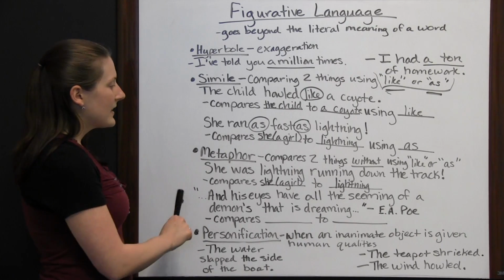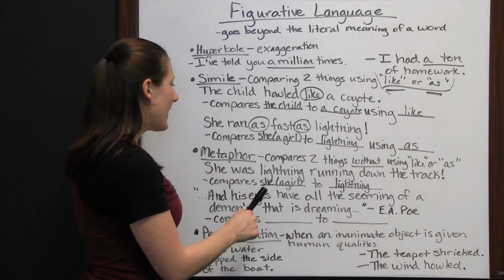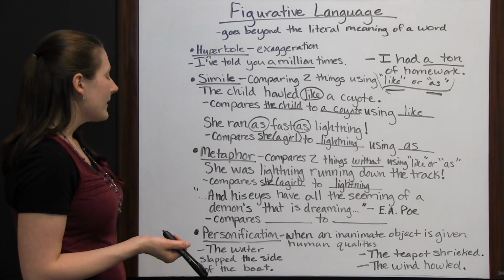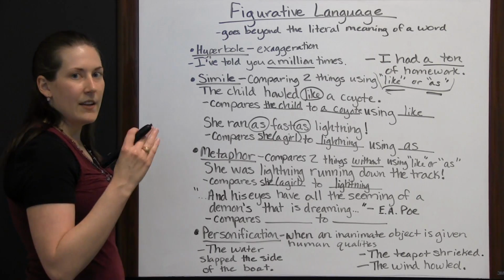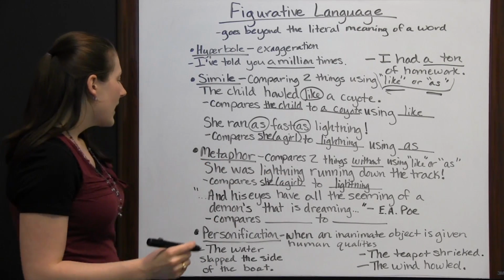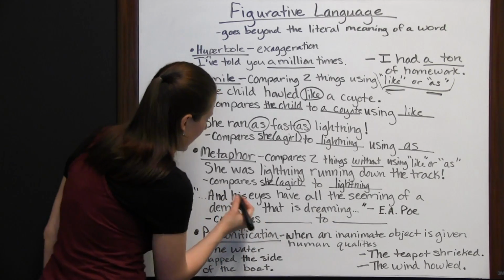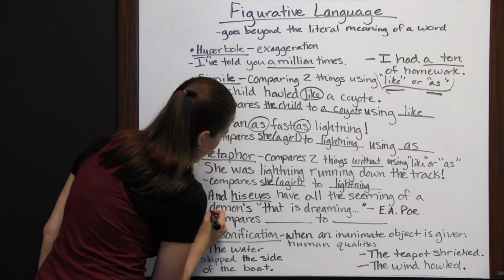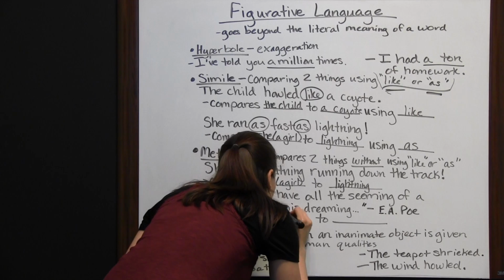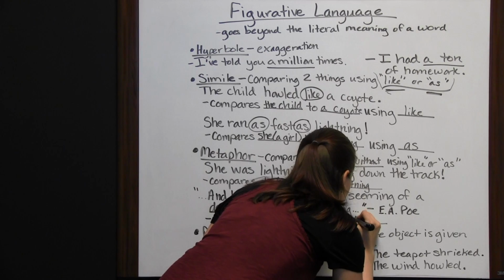Let's look at this. And this is an excerpt from Edgar Allan Poe's poem, The Raven. "And his eyes have all the seeming of a demon's that is dreaming." Now this one's a little trickier because it doesn't just come out and say this was this or this is this. Like here it said she was lightning. But it says that his eyes have all the seeming of a demon's that is dreaming. So we're comparing his eyes to a demon's eyes, which is basically comparing him, or a man, to a demon.